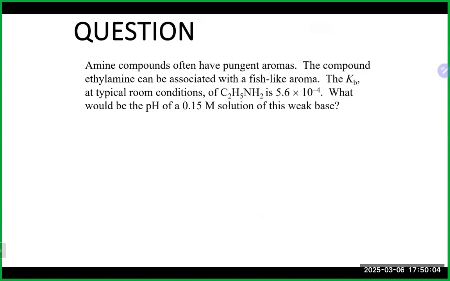We have an amine compound, which is a nitrogen-containing compound. The Kb there is 5.6 times 10 to the minus 4. What would be the pH of a 0.15 molar solution of C2H5NH2?